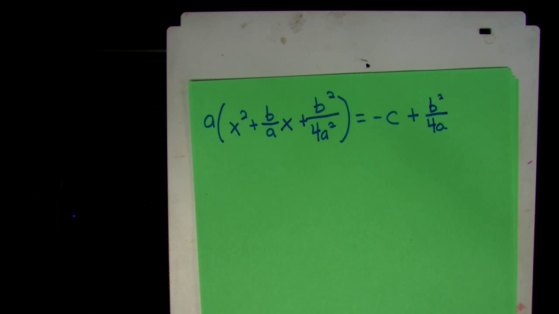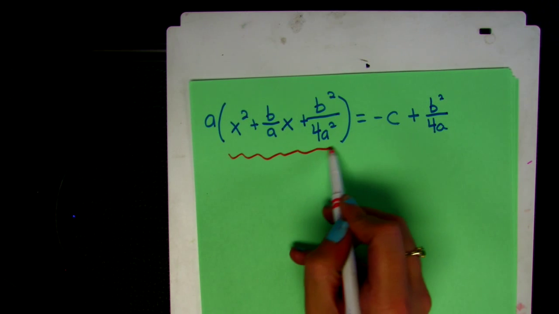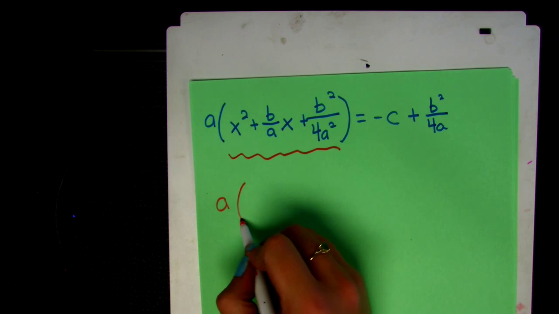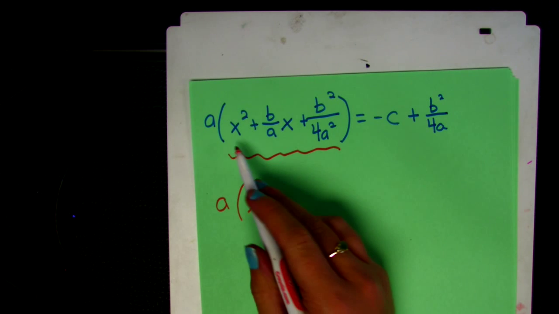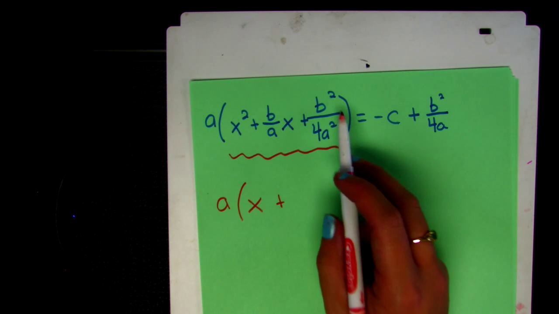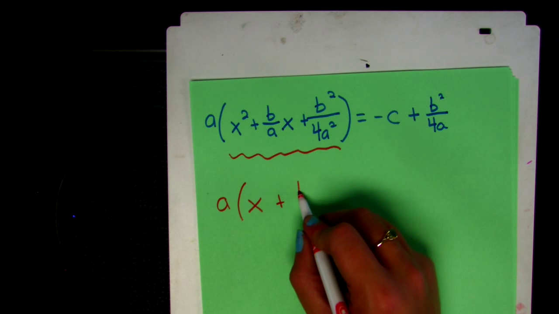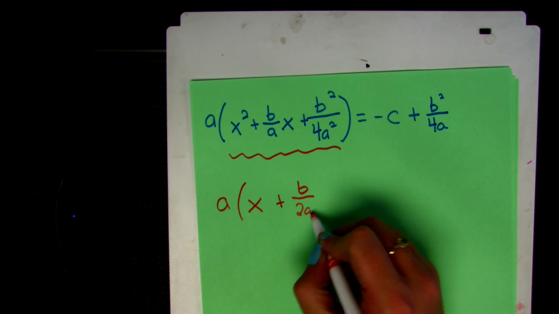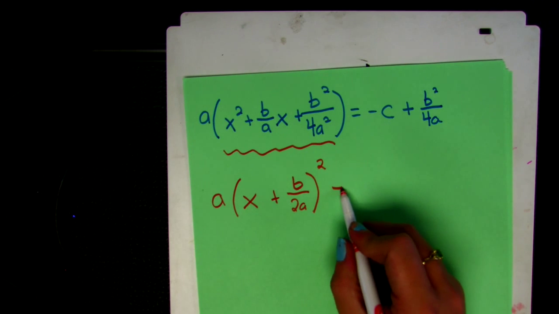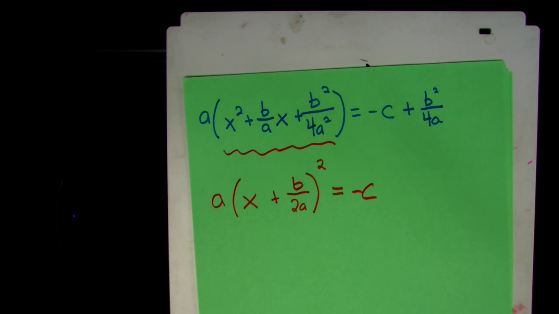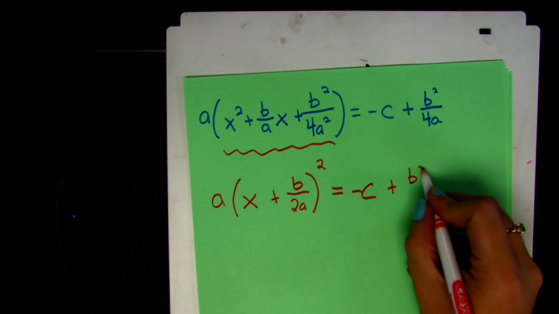So now that we have taken half of our b value, the term in front of the x, and squared it, and added that to both sides, the next thing to complete the square is to rewrite this perfect square trinomial as a perfect square. So that's going to become x, because the square root of x squared is x, plus the square root of b squared over 4a squared, which becomes b over 2a.